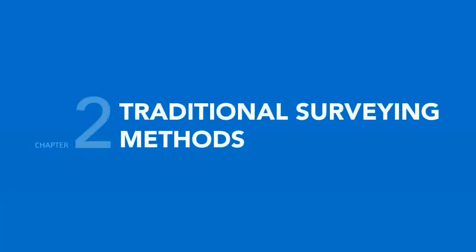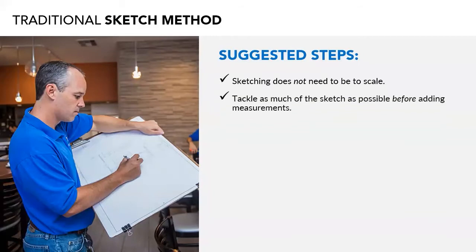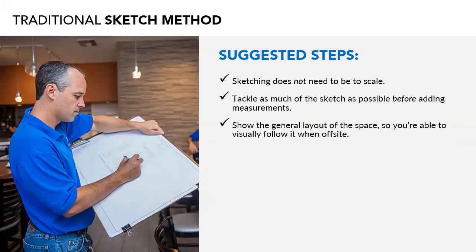And so now we'll jump into chapter 2, which is traditional surveying methods. We'll talk about an as-built production method first off that's near and dear to many of our hearts here at PPM, and that is sketching, having done that for many, many years now. So here's how you might sketch. Remember that sketching does not need to be to scale. All you need to do is make sure that there is room to write the measurements that you need, and that it is visually easy enough to follow once you're back in the office.